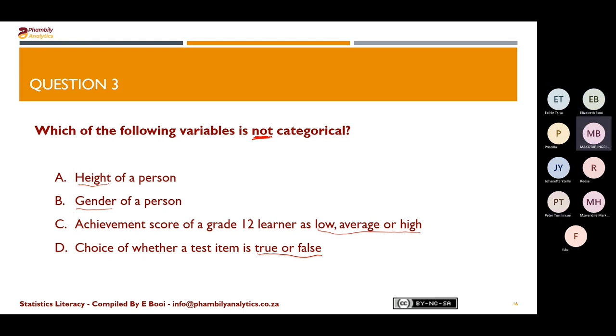C. I would say C. Nope. Remember, C categories are low, average, and high. This is categories. Also, this is categories. And gender can be put into male and female, which is categories.